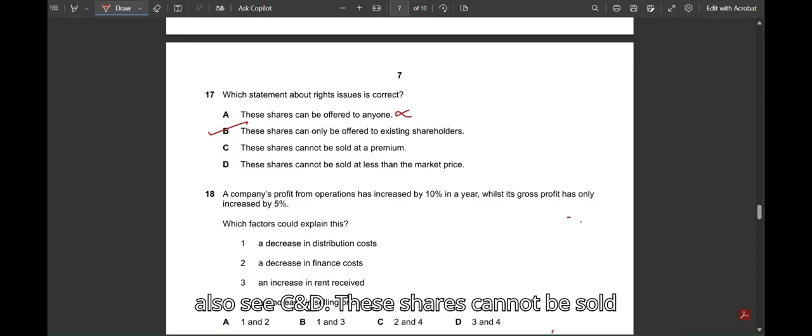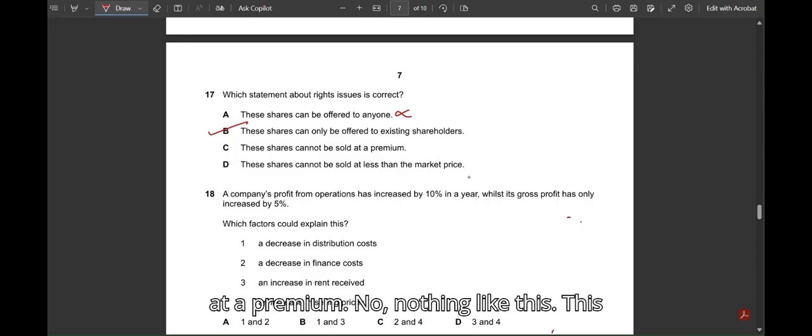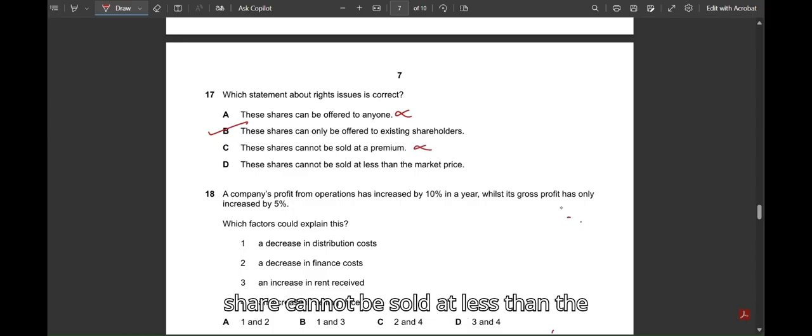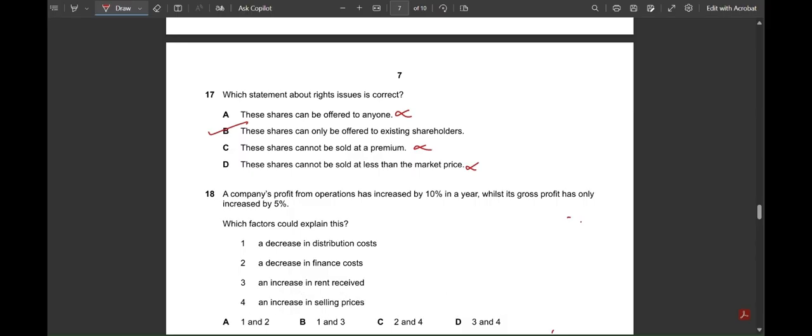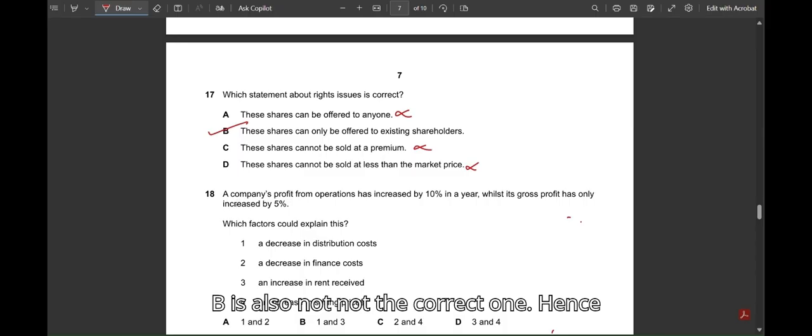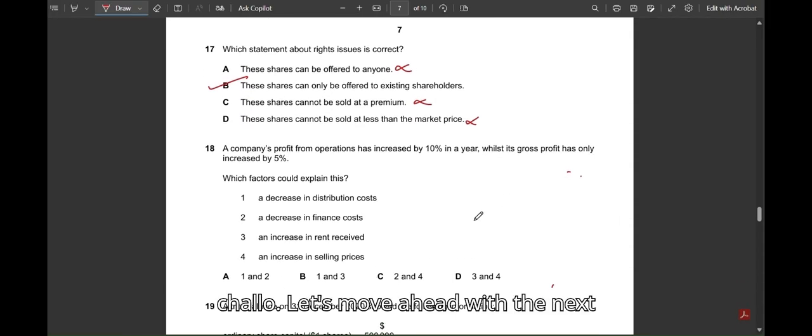Let us also see C and D. These shares cannot be sold at a premium. No, nothing like this. This share cannot be sold at less than the market price. No, in fact, we sell it at lesser than the market price. That's the reason the existing shareholders can buy it, or they have the right to buy it or to exercise their right, because it is sold at a discounted price. So C and D are also not correct. Hence B is the right option. Okay, chalo, let's move ahead with the next question.